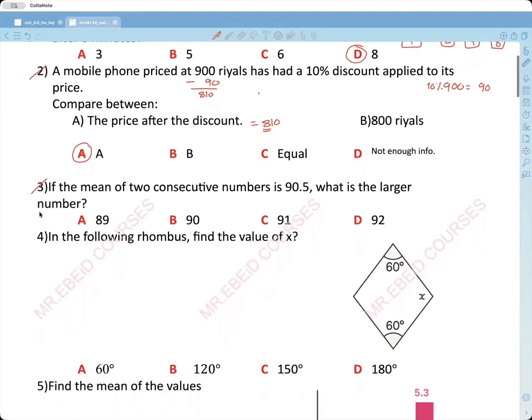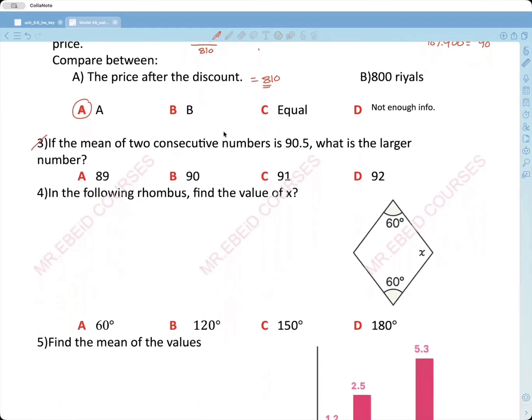Let's move to question 3. If the mean of two consecutive numbers is 90.5, what is the larger number? The mean means the number which lies in the middle. So 90.5 is in the middle. So we have 90 before and 91 after. And it will be 90 plus 91 over 2. This is if you would like to find the mean. So the larger one will be 91, which is C.